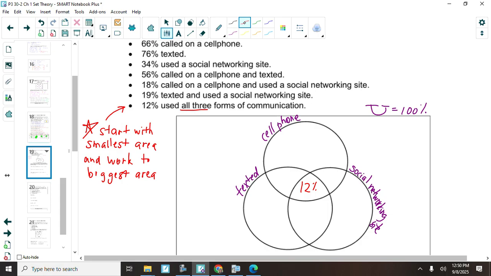All right, so we have 12%. Now we can say, okay, 19 texted and used social media. Here's texted and social media, it's our eyeball, and it tells us there's 19. However, I've already got 12 accounted for, so the 19 does not go here. You have to say I want 19 altogether in my eyeball. So I'm going to go 19 subtract 12, which is 7%. Did everybody see that? Even though it said 19 here, I have to go 19 subtract 12, which gives me 7.